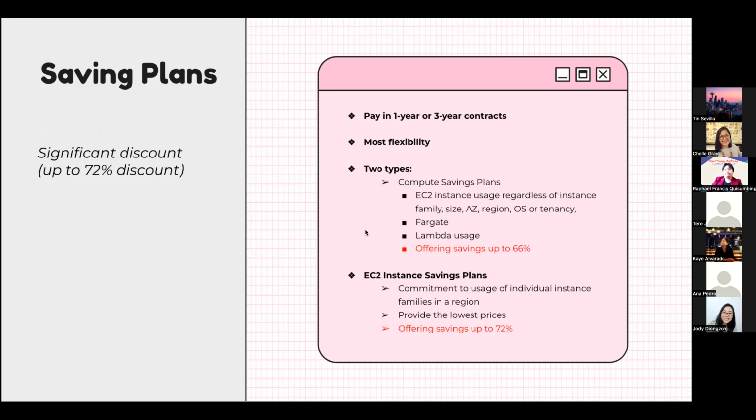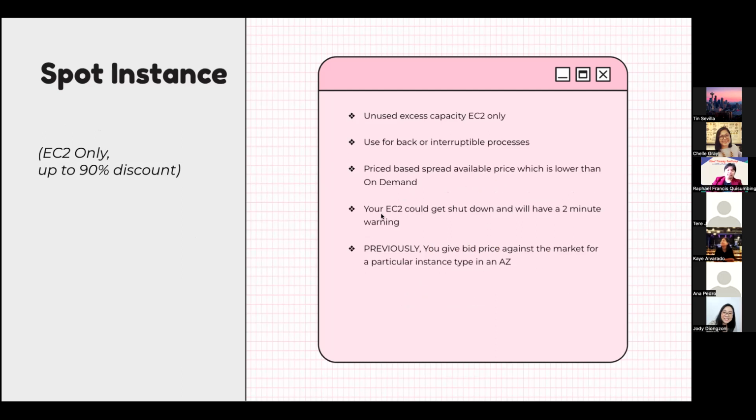Okay. Lastly is spot instance. Spot instance is unused excess capacity for EC2 only. So in AWS, they have to maintain a large pool of servers because they never know how many users will request for a server. That's why it's on demand. It would be bad if when you request a server, it's not available, right? You request on demand, but they can't fulfill it. So they do maintain excess capacity.